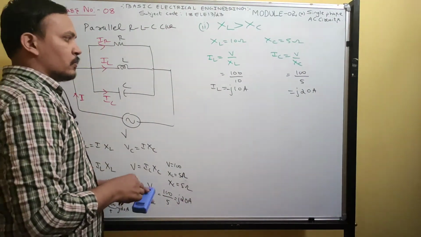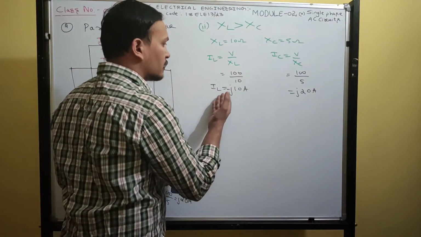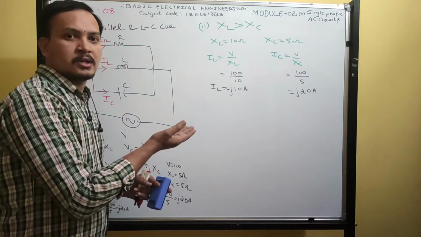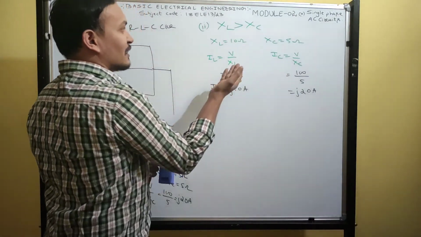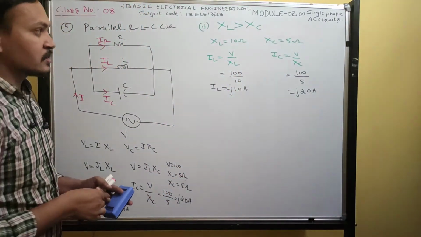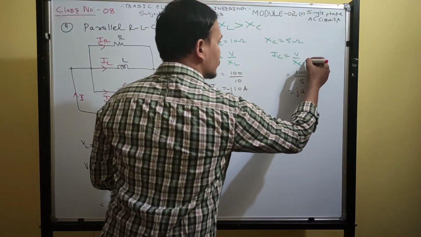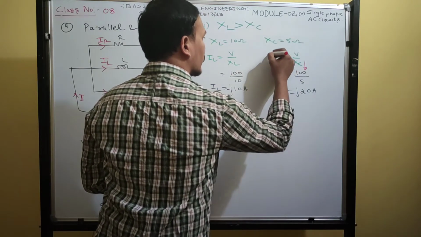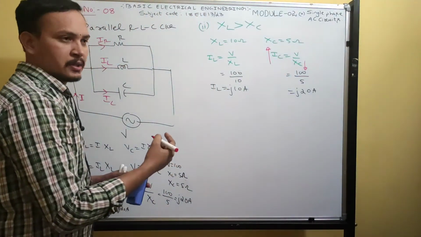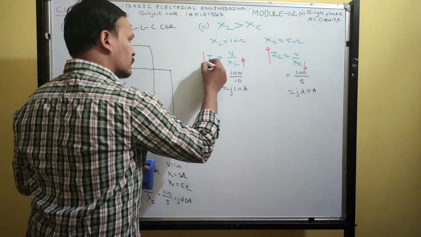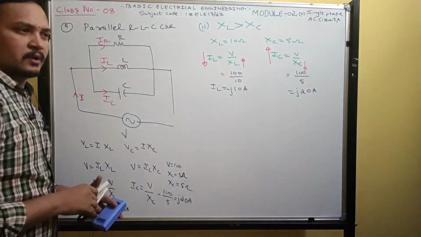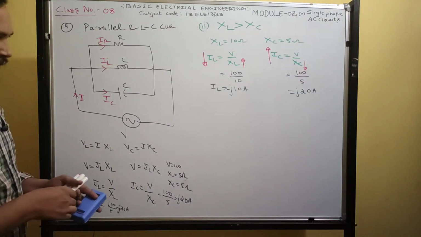Okay. Now which one is dominating? Inductor or capacitor? Capacitor is dominating. See, if XL is more than XC, capacitor is dominating. Why means, look at here. Capacitive reactance is lesser, capacitive current will be increasing. See, higher the reactance, lesser will be the magnitude of current.